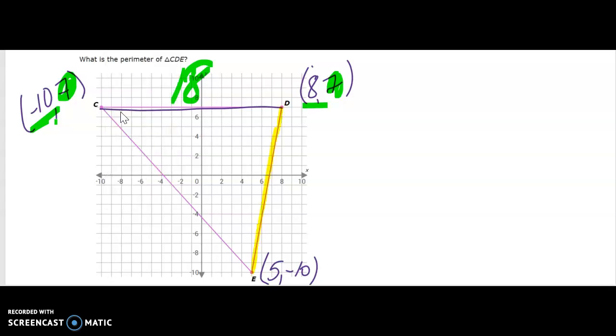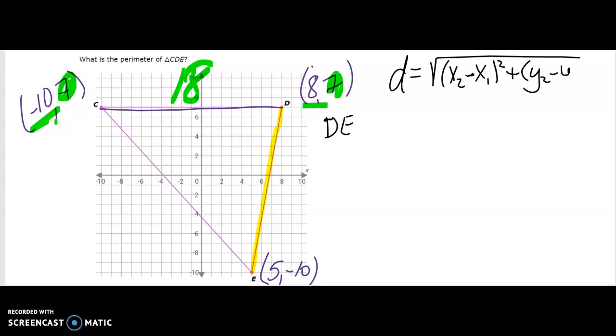is a slanted line. So I can't just count the spaces to figure out how long it is. So I'm going to have to use the distance formula or the Pythagorean Theorem. Either way, we'll just say the distance formula because we've done that before. It's been a long, long time ago. The distance between 2 points is the square root of x2 minus x1 squared plus y2 minus y1 squared. Probably going to use that on an ACT if you ever take the ACT. So x1, y1, x2, y2.